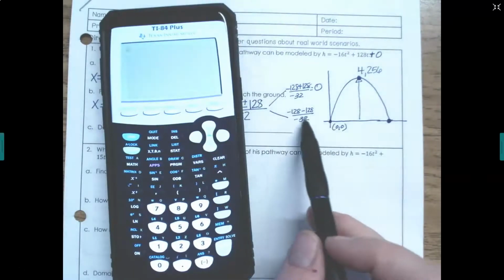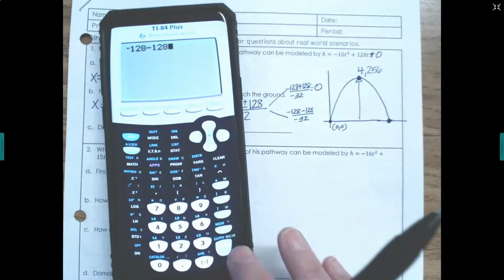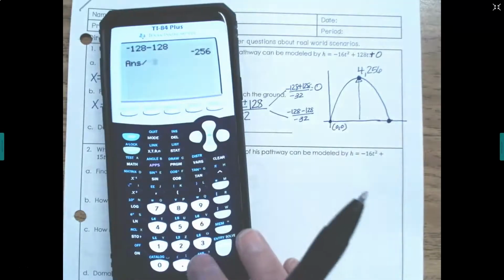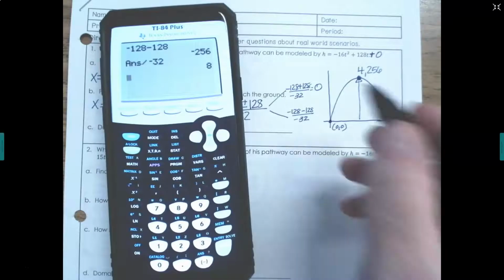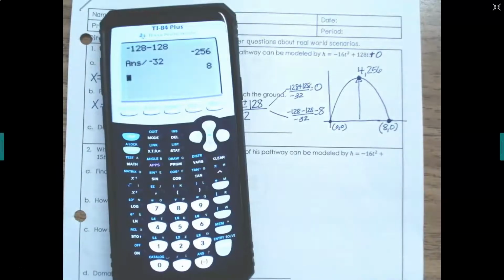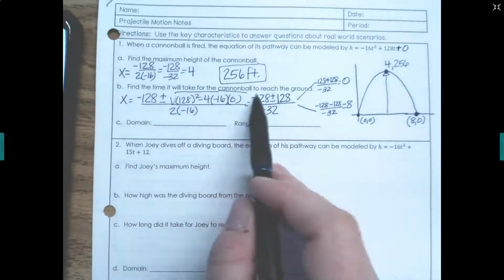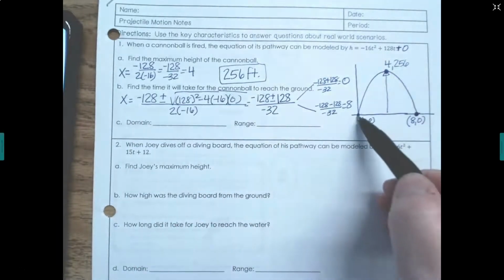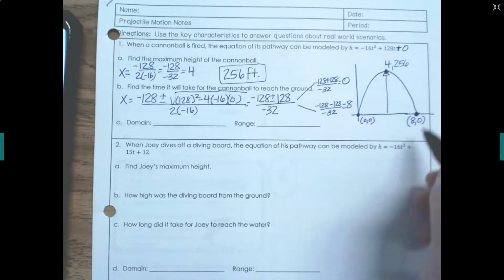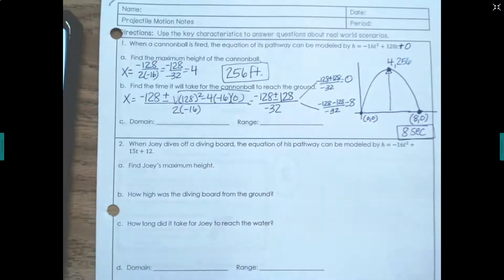The second problem, we have negative 128 minus 128, and you divide that number by negative 32, and you get a positive 8. So that means the name of this point over here is (8, 0). Okay? The question asked: find how long it will take for the cannonball to reach the ground. It started here, so for it to reach the ground, we're going to assume this is in seconds right now. So 8 seconds will be the answer to that problem, for how long it will take.